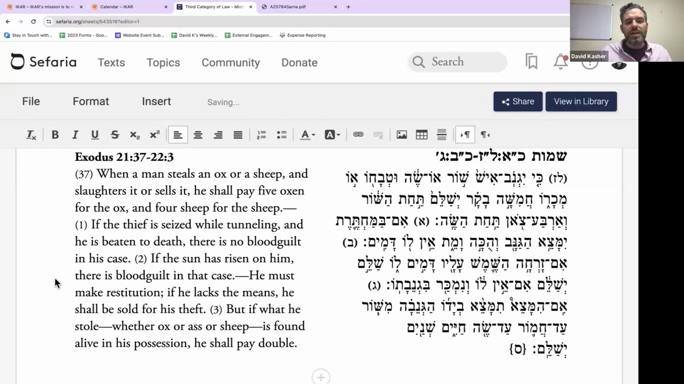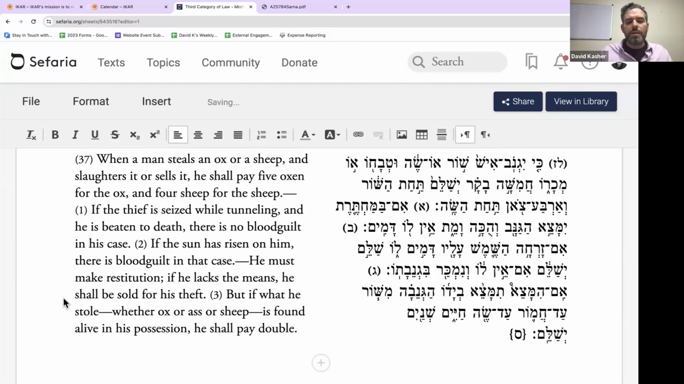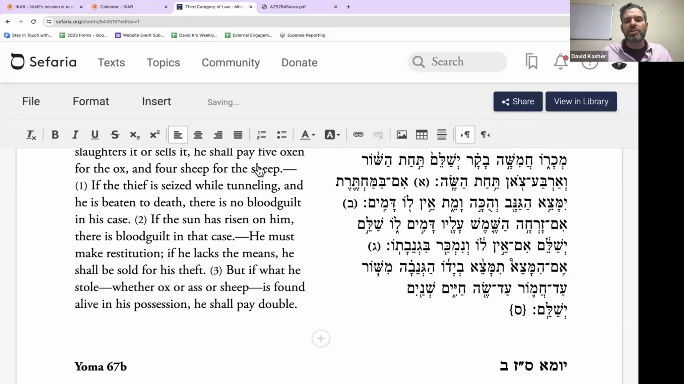If the sun is risen on him, there is blood guilt in that case. He must make restitution. If he lacks the means, he shall be sold for his theft. But if what he stole, whether ox or ass or sheep, is found alive in his possession, he shall pay double. Okay, that's law for you. It's the case, the circumstances, different alternatives, the punishment. So yes, justice, but also something a little more practical than what we usually call justice.